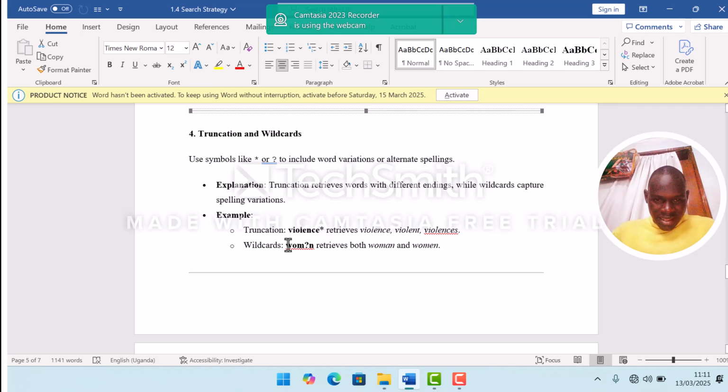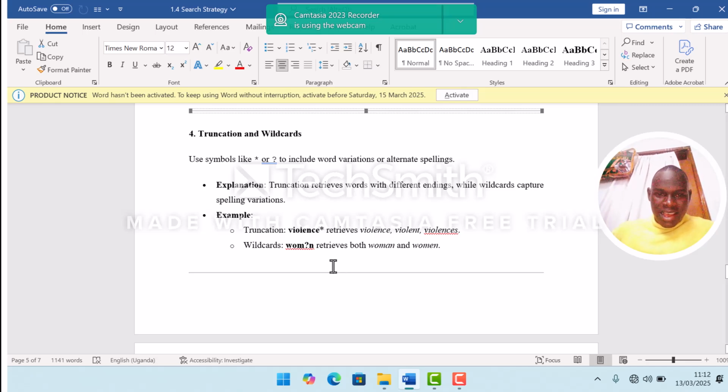Case in point, with truncation, violence can be retrieved as violent, violence and so on. Even farm: if you have written farm, you can retrieve it as either farming or farmer, something of this nature.